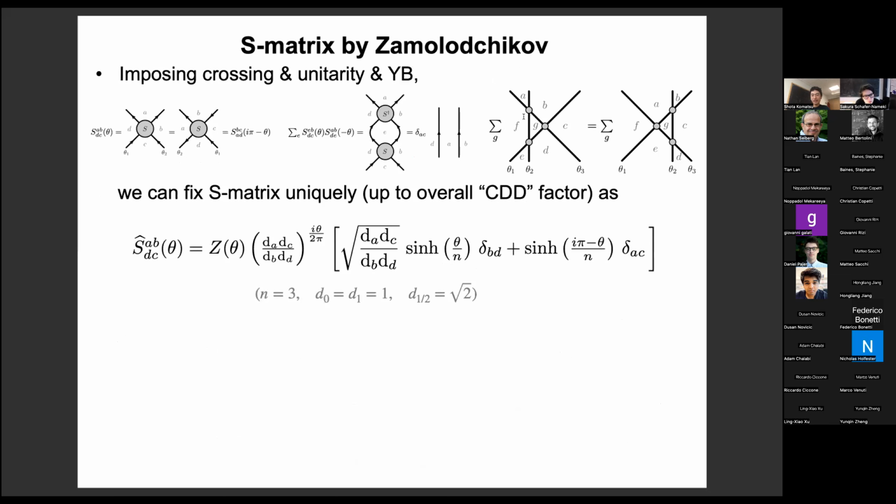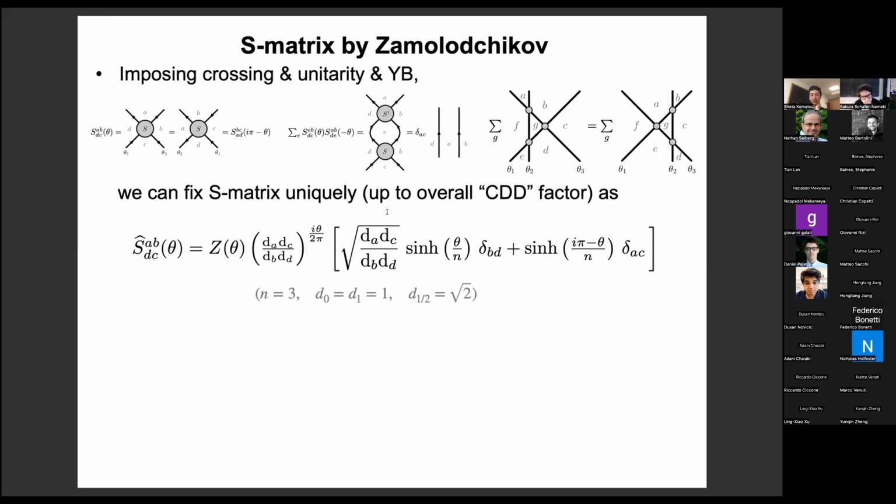Together with the Yang-Baxter equation, which now takes this form because of the kink scattering, Zamolodchikov fixed the S matrix uniquely, up to what's called an overall CDD factor, which is not very important in our discussion here, in the following way. This is the form of the S matrix Zamolodchikov determined, and this is some complicated factor that's needed to ensure unitarity. The important point here is that the expression inside the square bracket is rather simple, but it is not crossing symmetric, because if you do theta going to i pi minus theta, there is a difference of a factor.